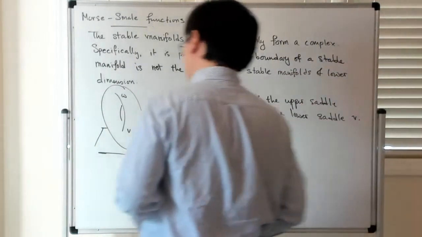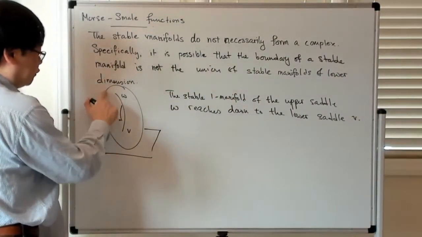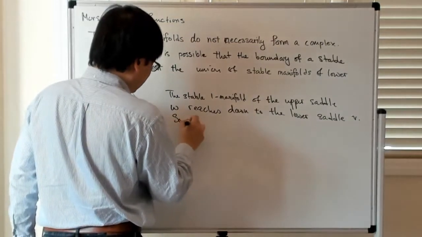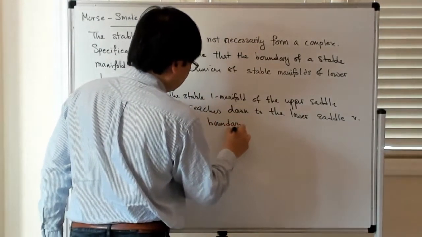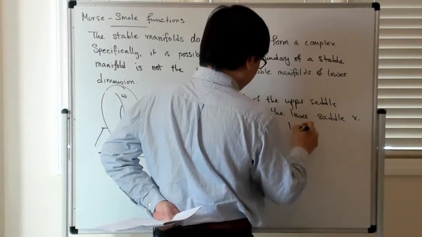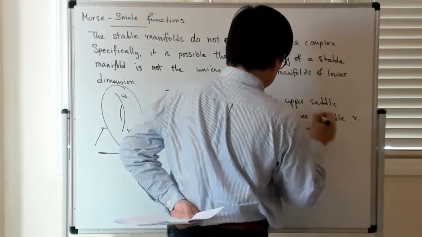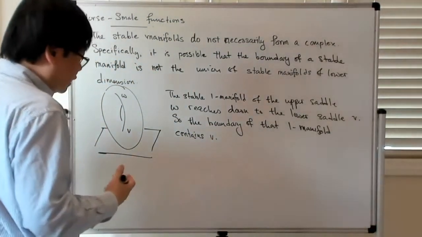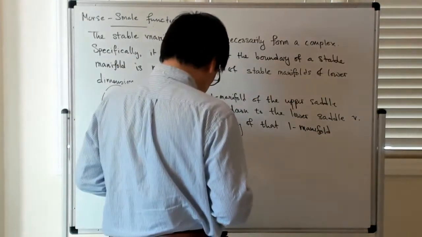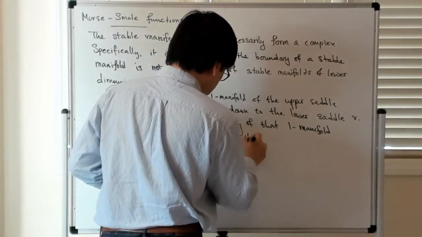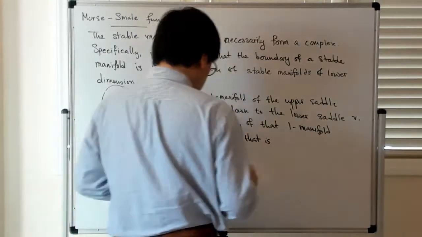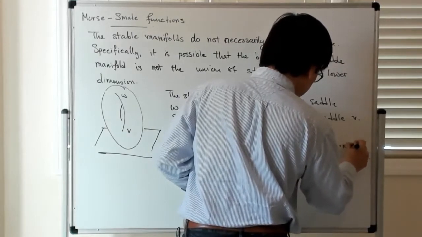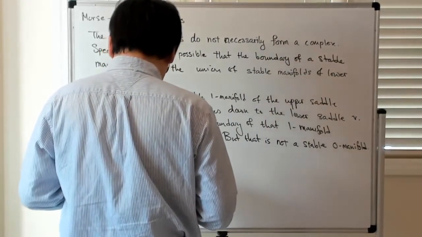V. So in particular, the boundary of that one-dimensional stable manifold includes the point V, but that is not a stable zero manifold.